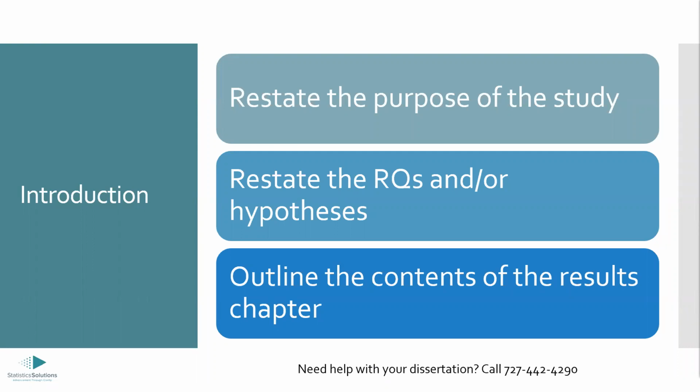And then after you have reoriented the reader to the purpose of your study and your research questions, you can simply outline the contents of the results chapter by listing out the different section headings that will appear in the results chapter.